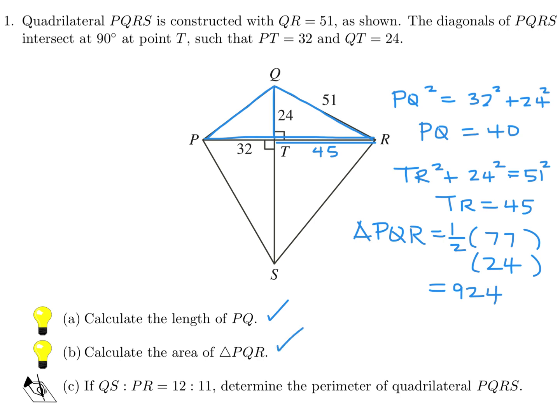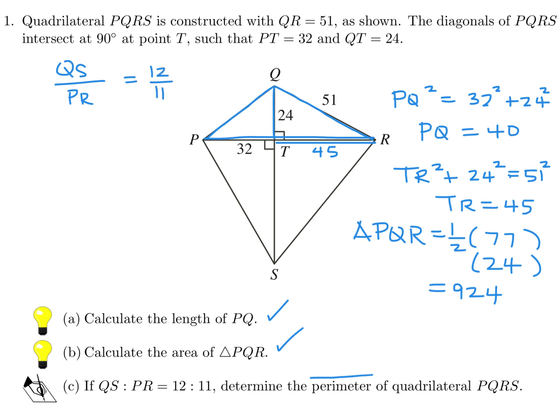If QS to PR is 12 to 11, determine the perimeter of quadrilateral PQRS. Perimeter this time, so not the area. All right, so first let's use what they gave us. QS over PR is 12 over 11.